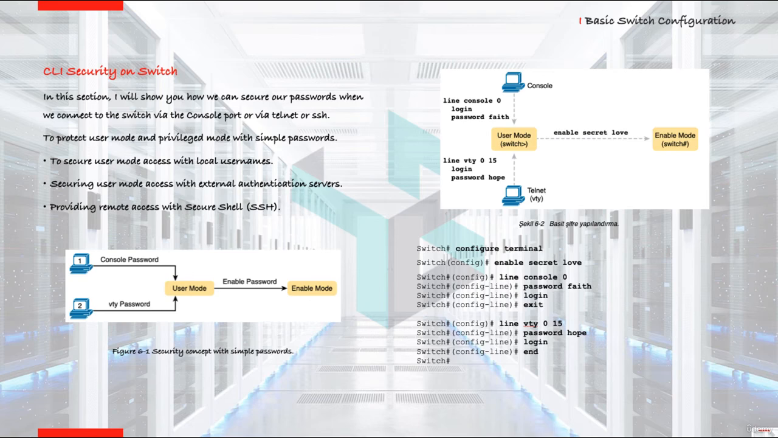First we come to global mode by typing configure terminal, then we give our enable password, then line console 0, we write our password and exit by logging in, then line VTY 0 15. The 0 to 15 here determines how many people can connect. If we make this 0 to 15, 16 people can connect at the same time. We give our password and say login.